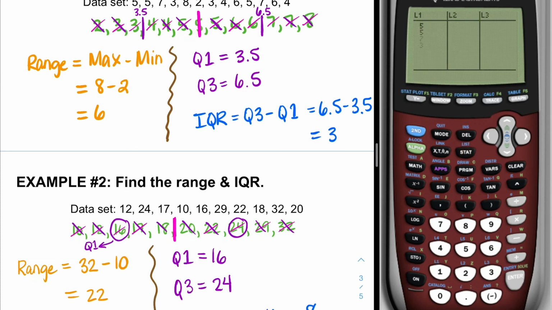Okay, remember, use the calculator to check everything. I'm going to clear it out. Then I'm going to type in my numbers, and then we should get the same information.